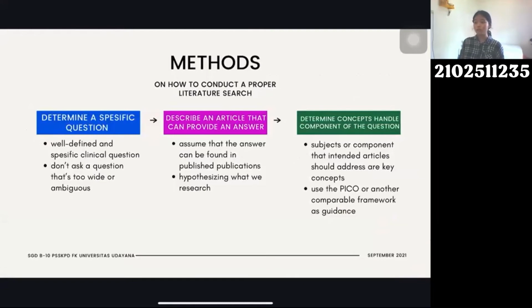How to conduct a proper literature search. First is to determine a specific question. It should be well-defined and specific, and try not to ask questions that are too wide. Second, describe an article that can provide an answer. And third, determine concepts and the components of the question. The key concept is subject and component. Then as a guidance, we could use PICO or another comparable framework.